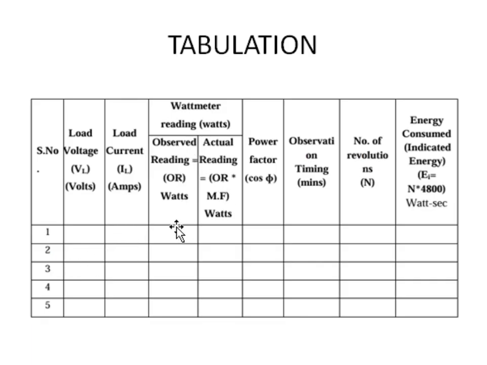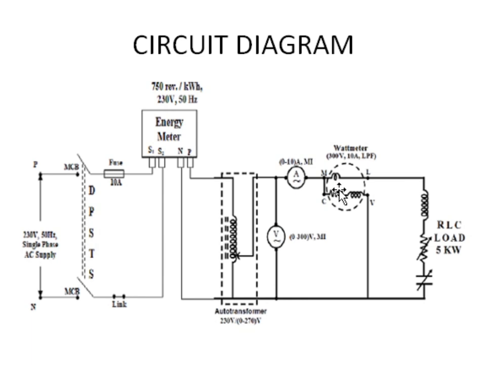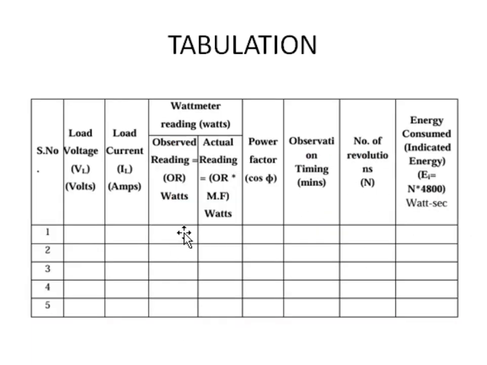Then the observed reading, the watts rating. We use the wattmeter to measure the watts rating, and here we note it down. The actual reading is the observed reading into the multiplication factor. For the wattmeter reading, based on the connections, the multiplication factor will be 2 or 4. Here we use 4 for these connections. So suppose the watts rating is 200, then 200 into the multiplication factor 4 means 800. So 800 watts will be the rating here.